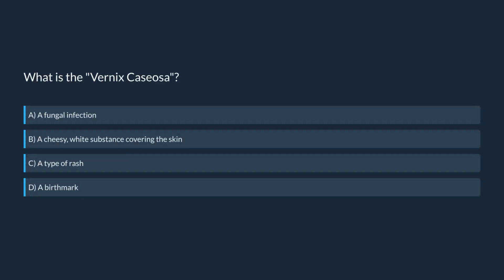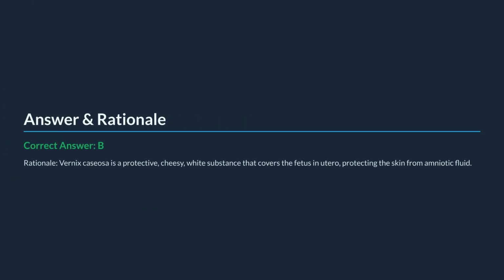Let's look at a skin-related question. What is the vernix caseosa? The correct answer is B. Vernix caseosa is a protective, cheesy, white substance covering the fetus in utero, protecting the skin from amniotic fluid.